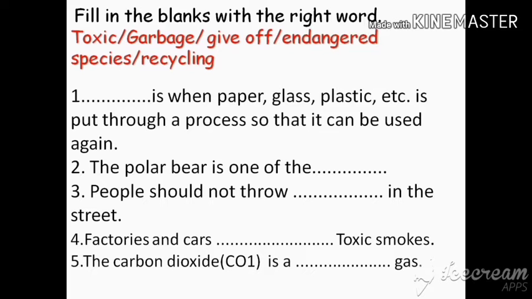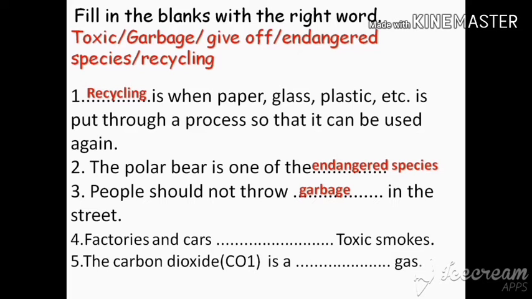So now let's correct the exercise together. So these are the answers. Number 1, recycling is when paper, glass, plastic, etc. And for sentence 2, the correct answer is endangered species, right? Here simply because we have bear, and bear is an animal, right? And for number 3, the correct answer is garbage.